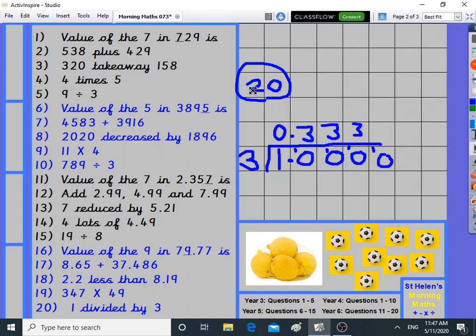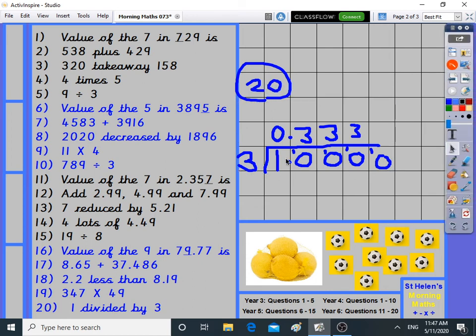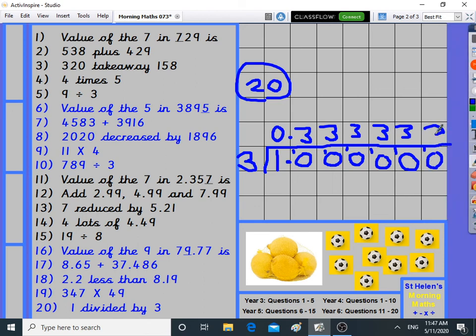Give me some more space. How many 3's in 10? As usual, 3 carry the 1. 3 carry the 1. Place another 0. How many 3's in 10? 3 carry the 1. How many 3's in 10? 3 carry the 1. It doesn't finish. It's 0.33333 forever. And it never ends. It will always be 0.3333333.